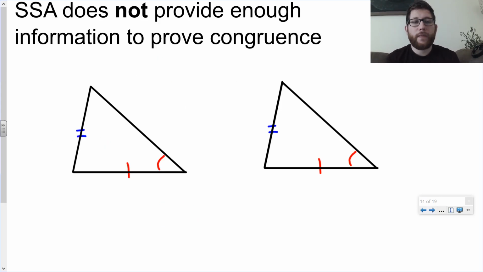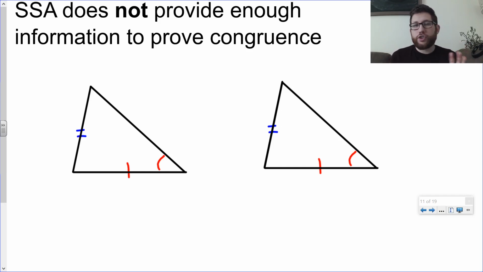All right, last one we're going to talk about here today is SSA. Now, SSA does not provide enough information to prove congruence. Let me be careful with how I say that. It doesn't mean they're not congruent. It just means that we don't have enough information. You might get the answer option, are these 2 triangles congruent or not congruent? Technically the answer is not enough information, but you obviously would click not congruent.